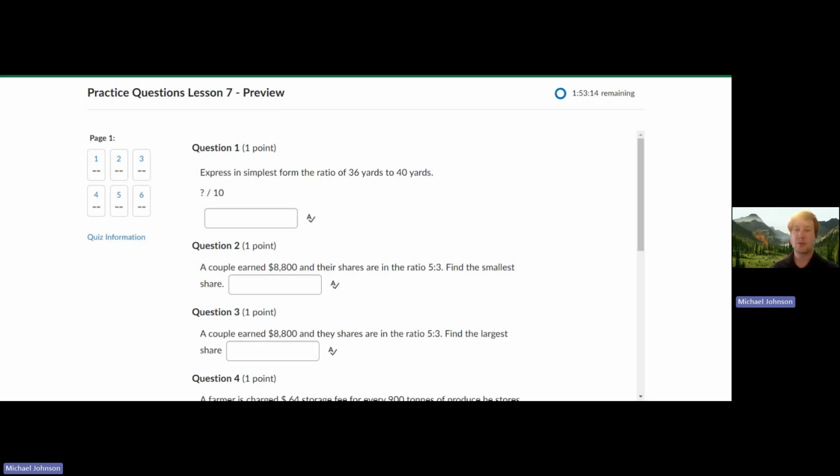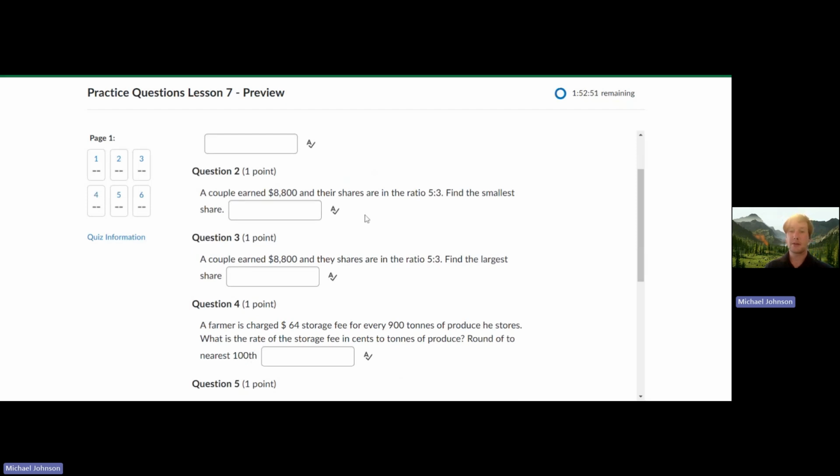So express in simplest form the ratio of 36 yards to 40 yards. So divide the numbers there and then simplify. So simplify the fraction so the denominator is 10. So you can divide the top and bottom by the same number. Just figure out a number that would work for the top and bottom to divide by in order to get the denominator to be 10.